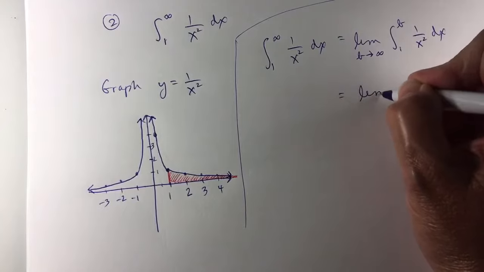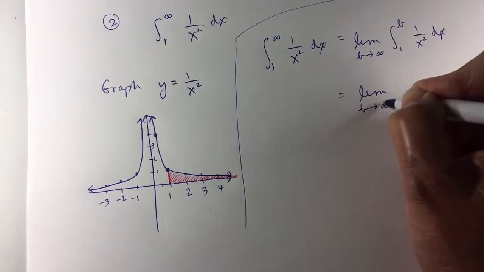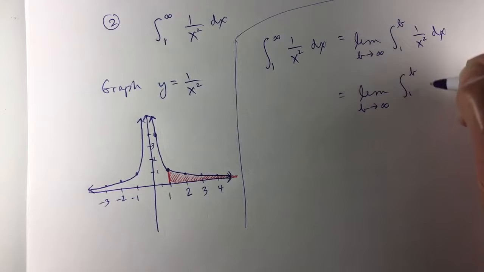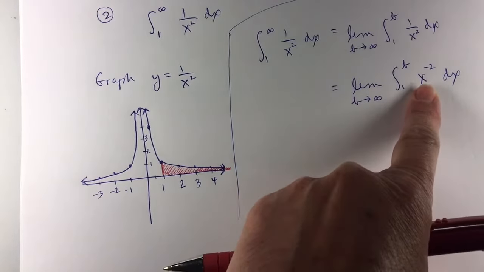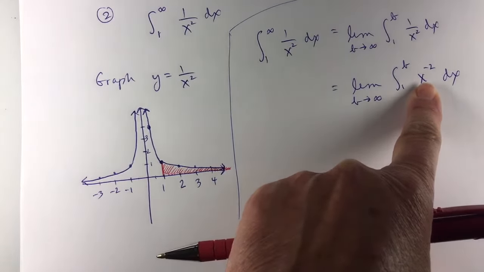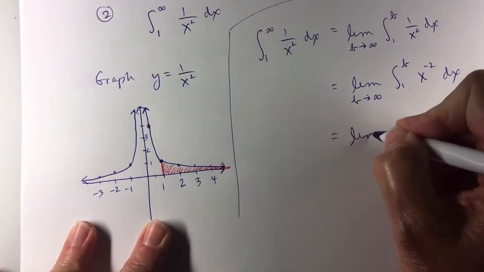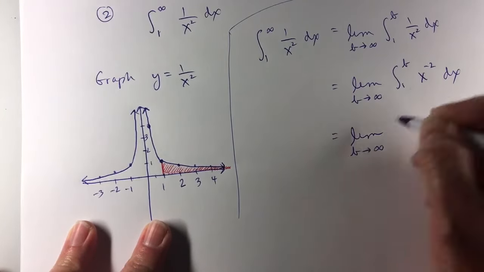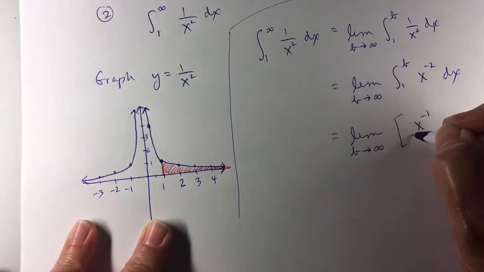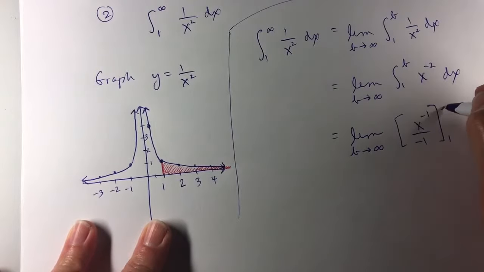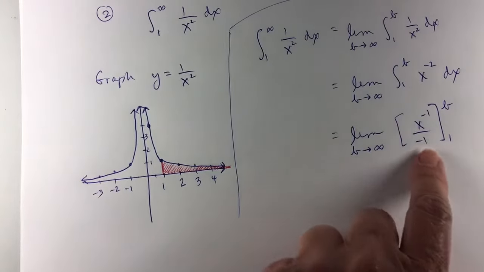For me, it's helpful to see instead of 1 over x squared as x to the -2. That's just the way my brain operates on this. If I don't write it, I have to think that. And then what we're going to do, add 1 to the exponent. So the limit as b approaches infinity of x to the -1 over -1, or if you just want to put that negative in the front.